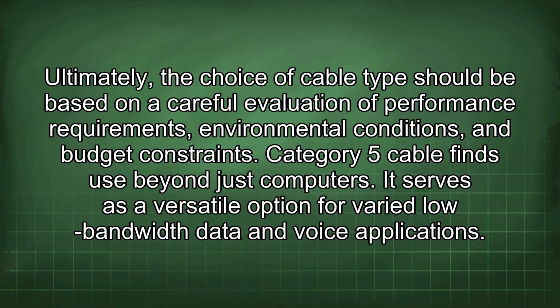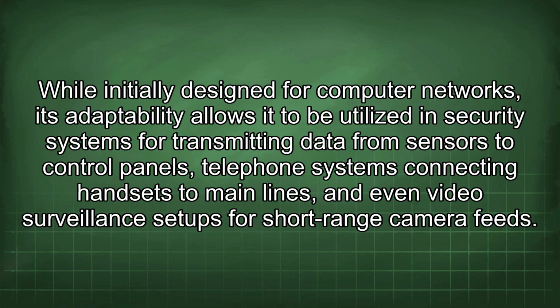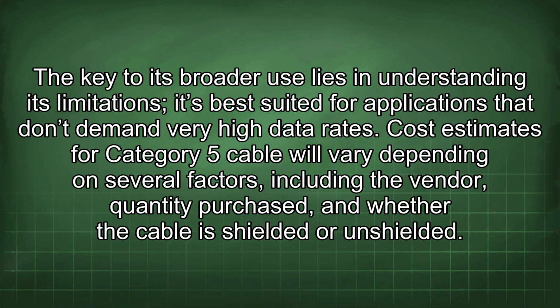Category 5 cable finds use beyond just computers. It serves as a versatile option for very low bandwidth data and voice applications. While initially designed for computer networks, its adaptability allows it to be utilized in security systems for transmitting data from sensors to control panels, telephone systems connecting handsets to main lines, and even video surveillance setups for short-range camera feeds. The key to its broader use lies in understanding its limitations. It's best suited for applications that don't demand very high data rates.